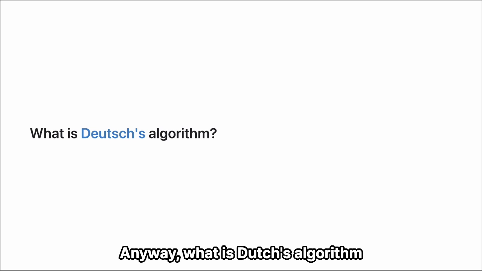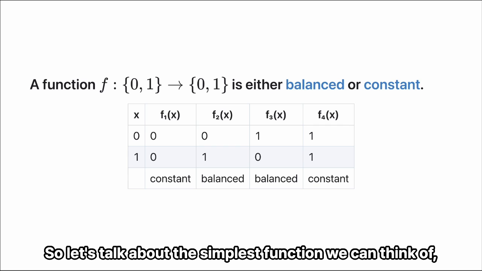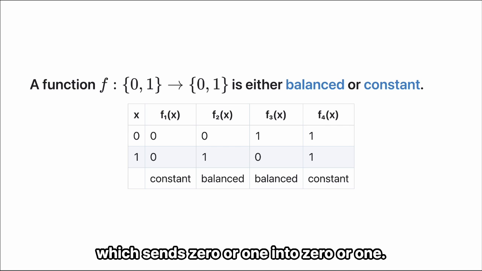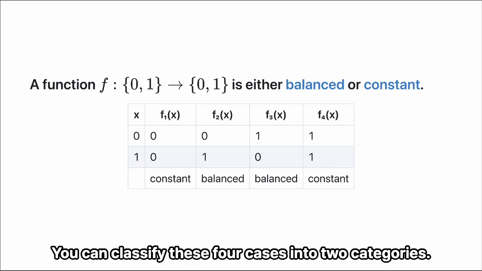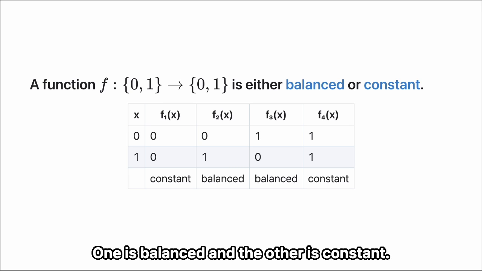Anyway, what is Deutsch's algorithm? Let's talk about the simplest function we can think of, which sends 0 or 1 into 0 or 1. Basically, there are 4 cases. You can classify these 4 cases into 2 categories. One is balanced and the other is constant.